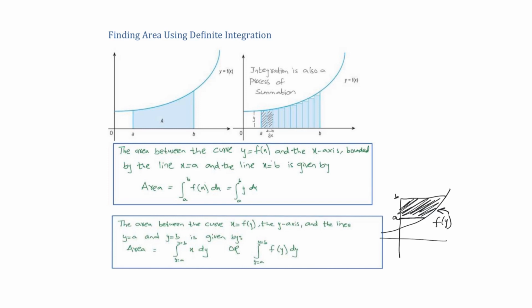So integration of f of y from this lower limit to upper limit with respect to y. So this is the area bounded by the curve, the y-axis, and the lines y equals a and y equals b. Over here it was a region bounded by the curve and the x-axis and the lines x equals a and x equals b. So in this the lower limit was a and the upper limit was b. Similarly here also the lower limit would be a and the upper limit would be b. But you need to remember that now you need to make a function of y.